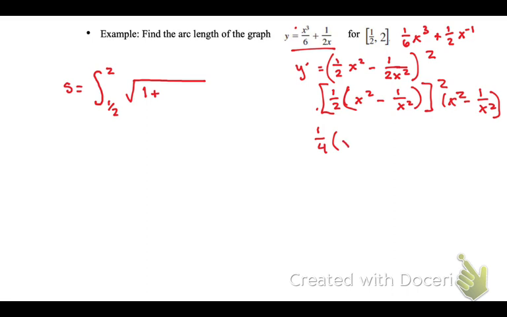So that'd be x to the 4th minus 2 over x squared plus 1 over x to the 4th. You guys agree? Yes.